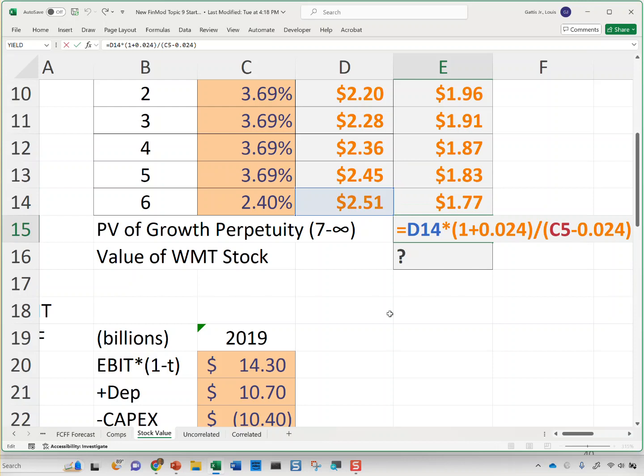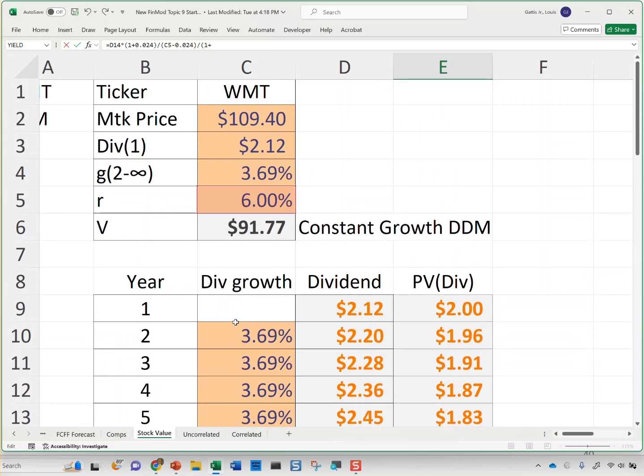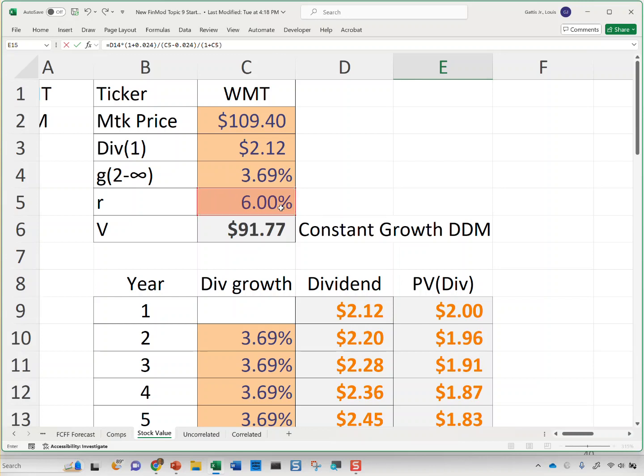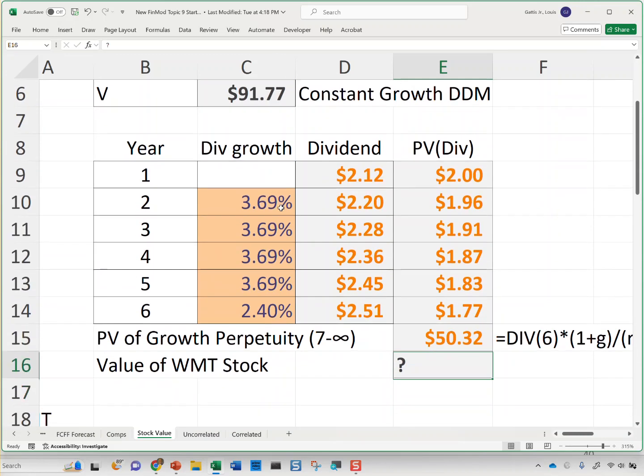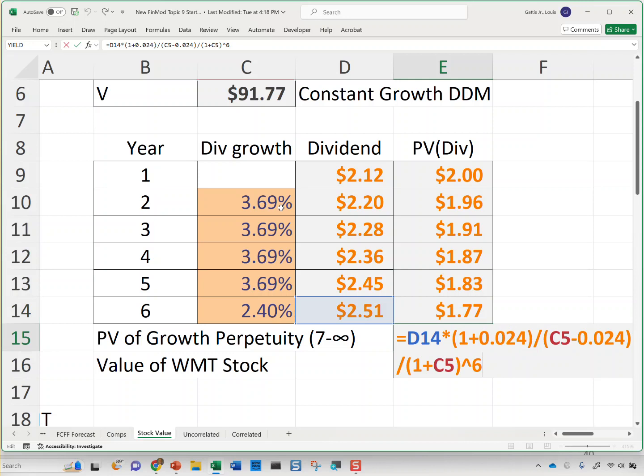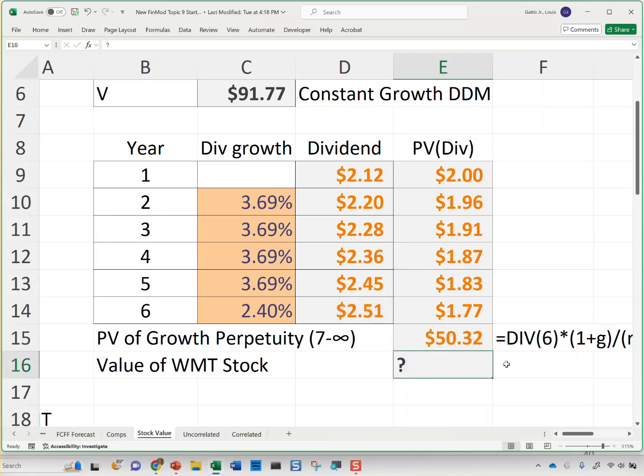So what I need to do is discount that back at 1 plus the discount rate raised to the 6th power. Remember, the year 7 dividend divided by R minus G gives me the value in year 6, so I'll discount it back 6 more years. Now I can sum all those up and say, based on this model, which is probably a little more realistic, the stock is worth $61.66. Walmart was selling for $109, so Walmart is overvalued.